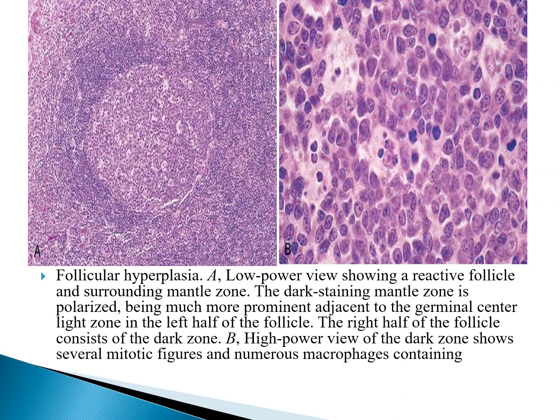The dark staining mantle zone is polarized, being much more prominent adjacent to the germinal center, the light center in the left half of the follicle. The right half of the follicle consists of the dark zone. Now, slide B, a high power view of the dark zone, shows several mitotic figures and numerous macrophages containing debris.